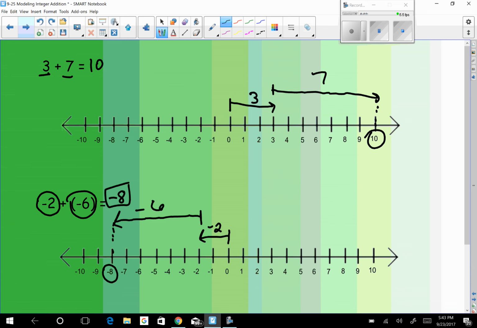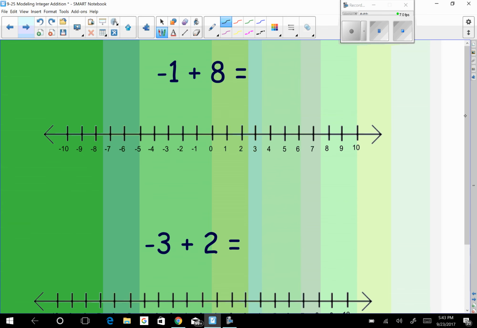Next example. We have a negative 1 plus a positive 8. Start in the middle at 0. Negative 1 means we go to the left 1 unit. That's negative 1. Start right there. Now positive 8. Positive means you go to the right. So we're going to go 8 units to the right. So that's 1, 2, 3, 4, 5, 6, 7, 8.